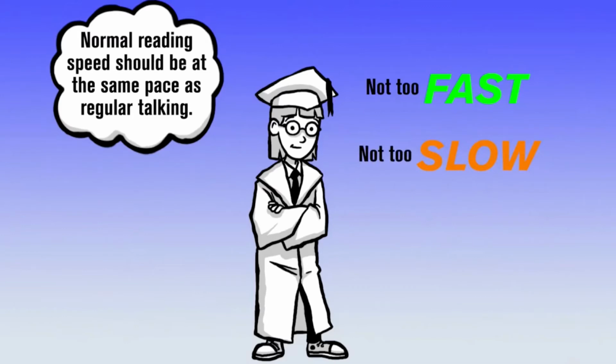Think of it this way. Normal reading should be at the same speed as when you're talking to someone, just having a regular conversation, kind of like I am now. So it's not too fast, but it's not too slow either. It's just normal. So think about how you talk to your friends or your family. That's normal, regular talking. Well, that's normal reading. So regular talking is the speed you use most of the time.